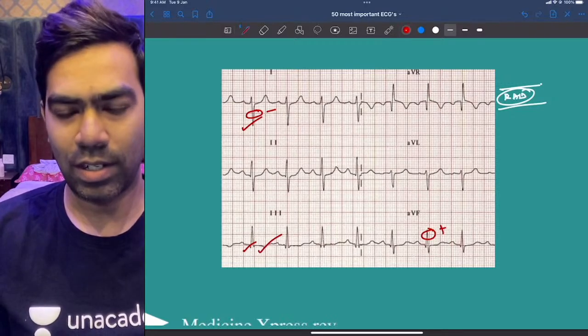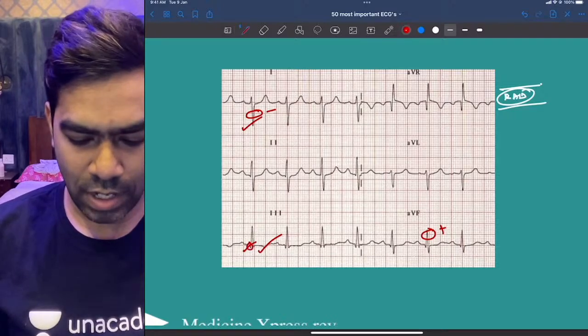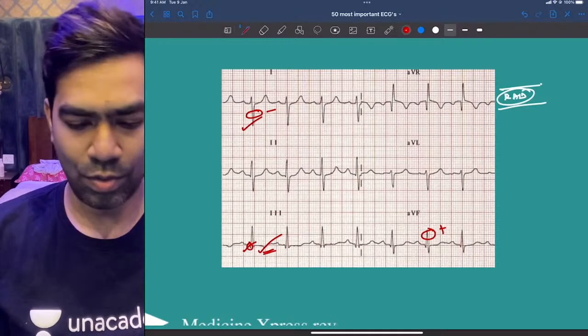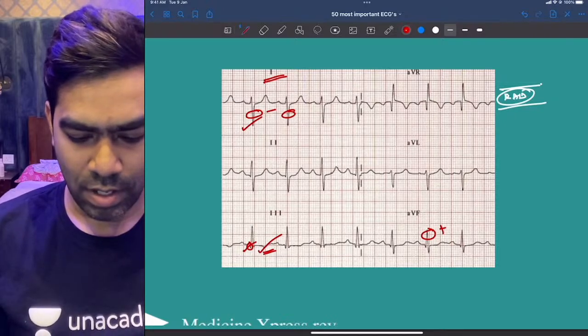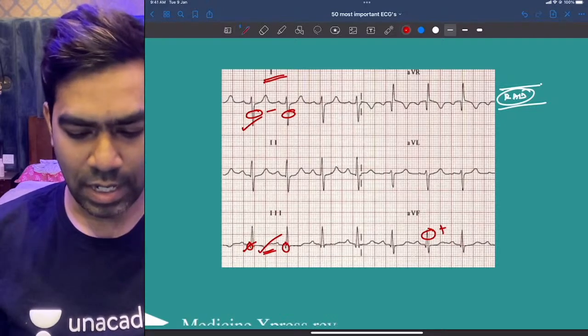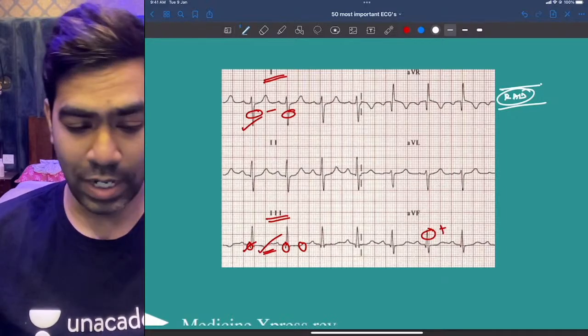So what is the S1 Q3 T3 pattern? You have an S wave, and then you have a small Q wave, and then you will have a T wave inversion in lead 3. So the prominent S wave in lead 1, and then a Q wave in lead 3 and then a kind of T wave inversion in lead 3. So this is what we call the S1Q3T3 pattern.